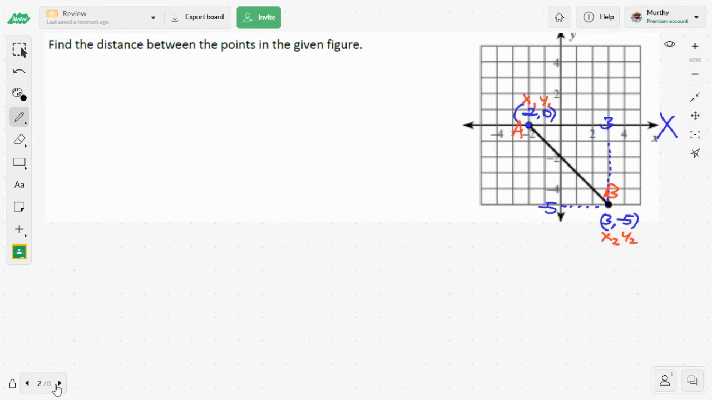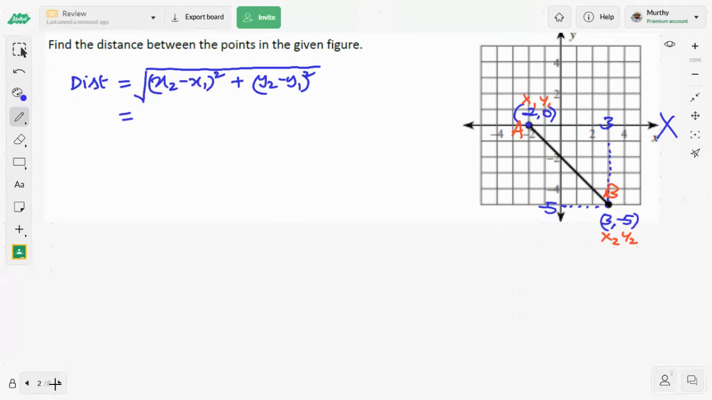Okay, back to this one. Here, first of all, I identified the points and labeled them as x1 y1 and x2 y2. I personally prefer to write the formula every time so that I never make a mistake. The distance formula is x2 subtract x1 whole square plus y2 subtract y1 whole square, all under the square root. Now let's plug in these values.